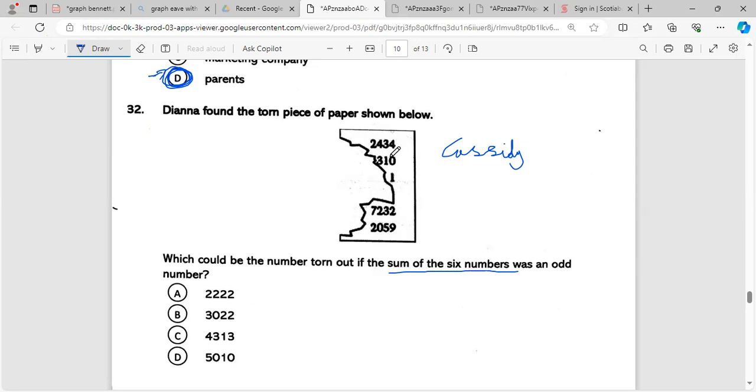Look, 1, 2. Remember this is torn out. The one here is torn out completely. So they are saying a number is torn out completely from this. So you have 1, 2, 3, and the number that is torn out would make the 6. So these are 5 numbers. When you add up the 6 numbers, including the one that is torn out, you're supposed to get an odd number. So you are to tell them which of these you think could be the number that is torn out.